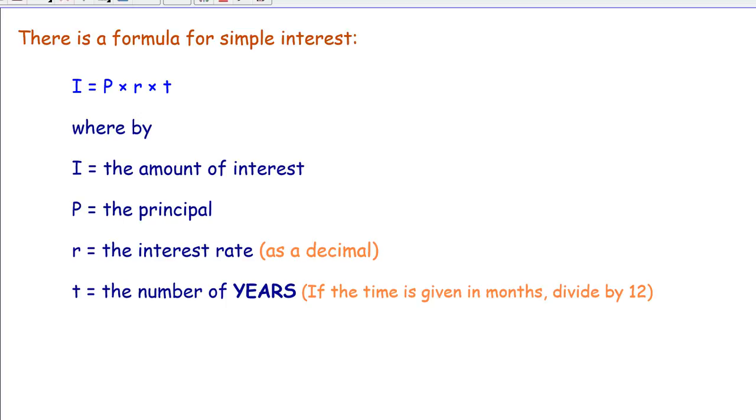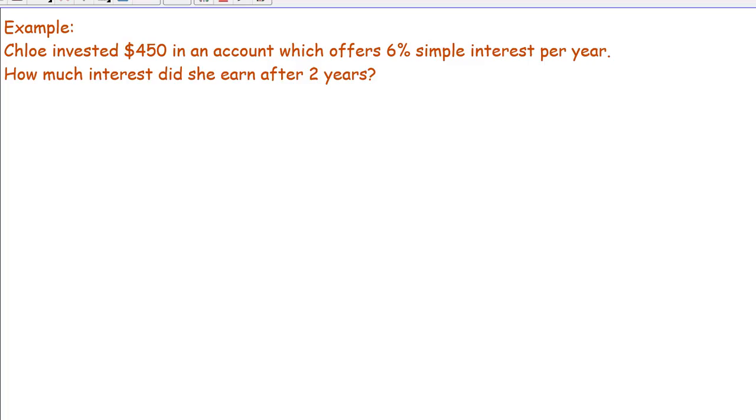Also, one more thing that you need to remember is the interest rate here. When you're plugging in the interest rate in this formula, it has to be as a decimal. So all these things are indicated here. Anyway, let's look at an example and how we can apply that formula to work out this question.